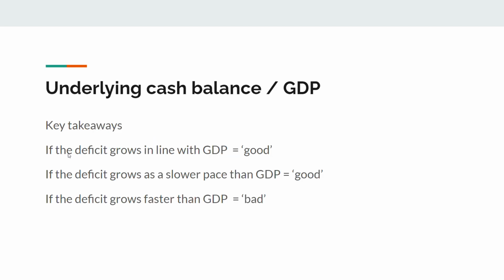A couple of key takeaways very quickly. If the deficit grows in line with GDP, well, that's kind of neutral. If the deficit grows at a slower pace, or the deficit's decreasing and the GDP is increasing, well, that's a good thing, because your underlying cash balance as a percentage of GDP will be decreasing. And I guess the only bad thing would be if the deficit grows faster than GDP, because that would increase the underlying cash balance as a percentage of GDP. This video is going too long, so you can calculate them in your own time.